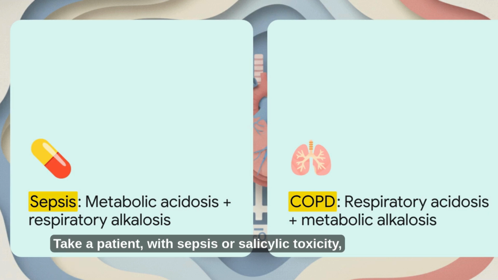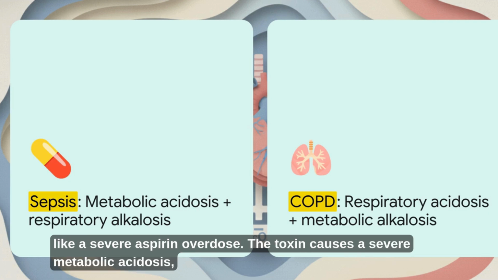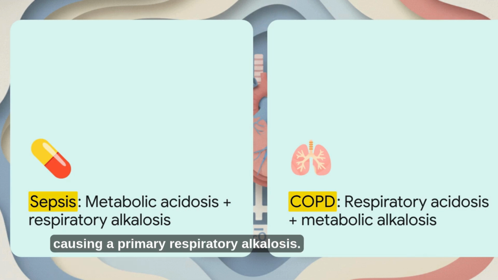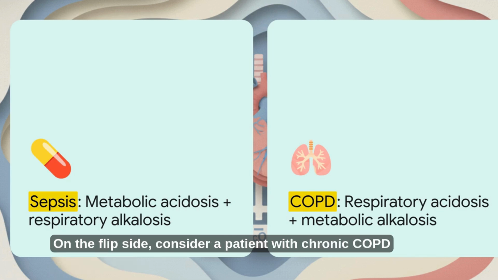Take a patient with sepsis or salicylate toxicity, like a severe aspirin overdose. The toxin causes a severe metabolic acidosis, sure, but it also directly stimulates the brain to hyperventilate, causing a primary respiratory alkalosis. On the flip side, consider a patient with chronic COPD who retains CO2, giving them a respiratory acidosis.